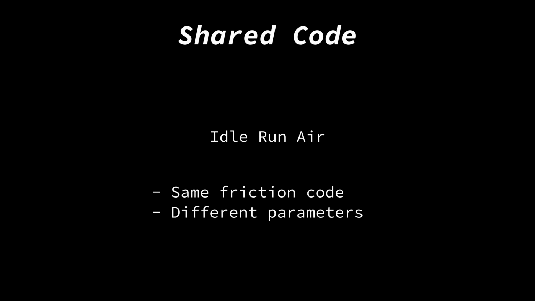It started out with the basic idle, run and air state. I realized that most of the actual movement code would be the same for many states, but that the parameters could be different. For example, the air, run and idle states should all apply friction to the player, but the amount of friction is different when in air or on the ground. So I wanted to find a way for these states to share functionality.